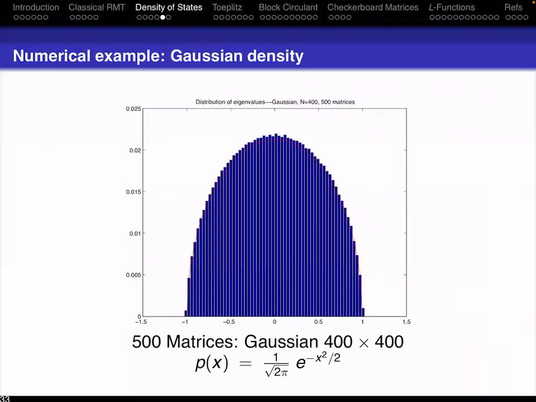Okay. So here's an example of choosing 500 matrices. Each matrix is 400 by 400. The entries are chosen from a Gaussian. If you have decent vision, you can see that there is a red line that's going around over here. And that is the theoretical semicircle prediction. And you can see phenomenal agreement between the theory and experiment.